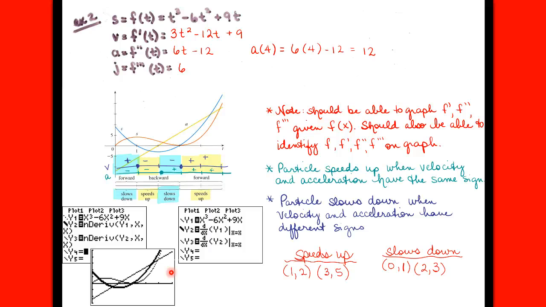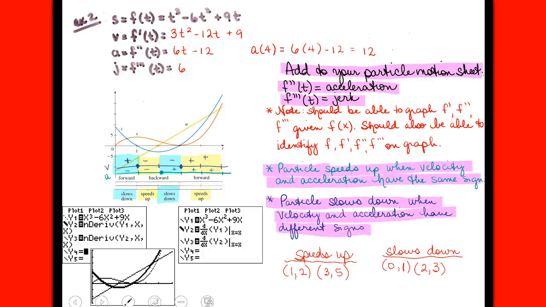Okay. So the things that we have added to our understanding of particle motion today are the second derivative is acceleration, the third derivative is jerk, and your particle is speeding up when velocity and acceleration have the same sign. It's slowing down when velocity and acceleration have a different sign.